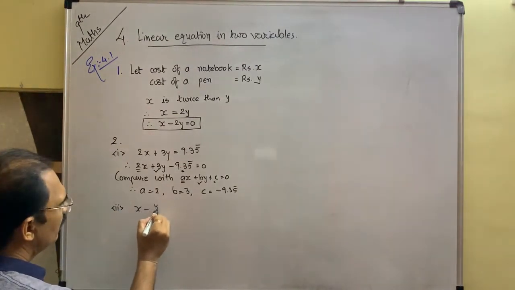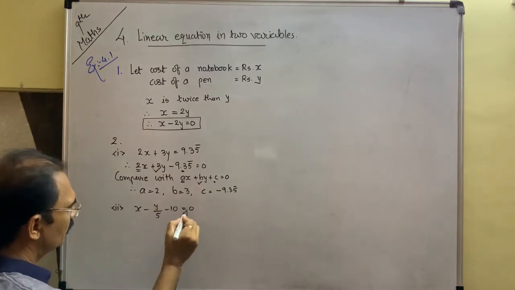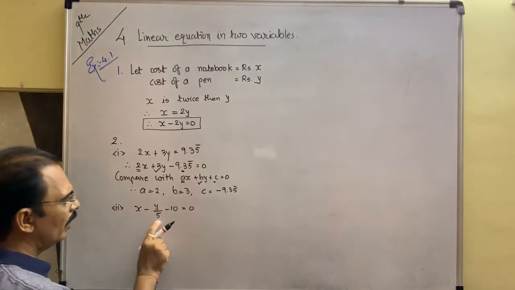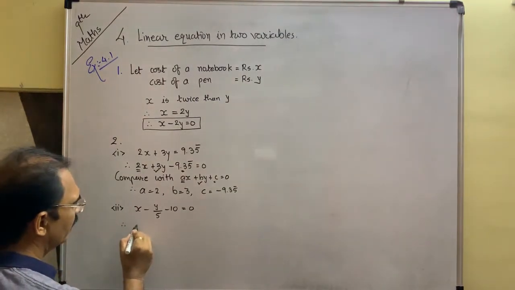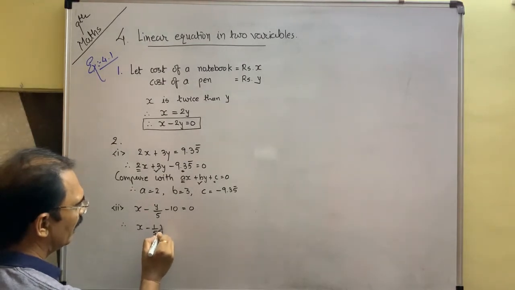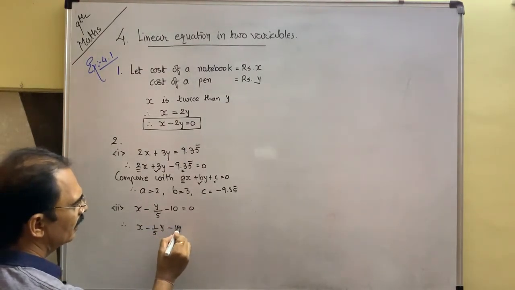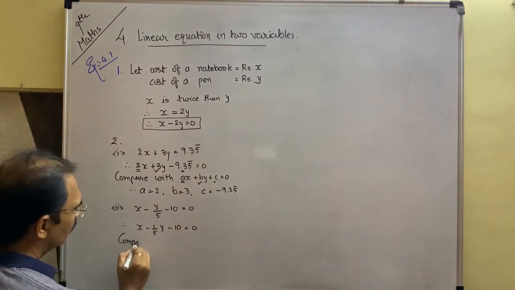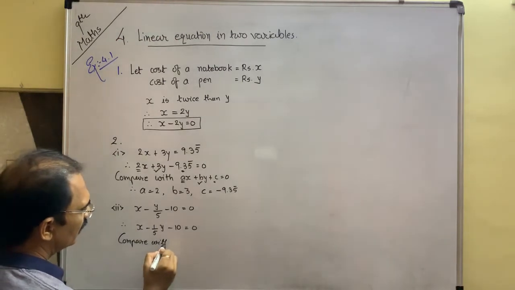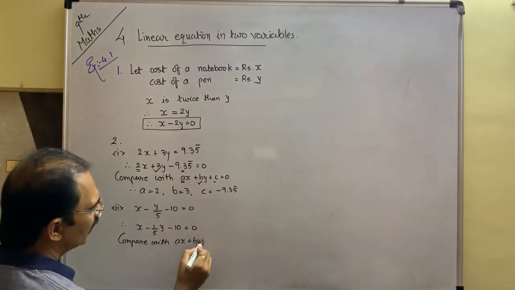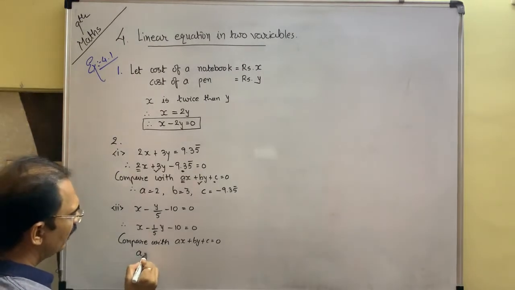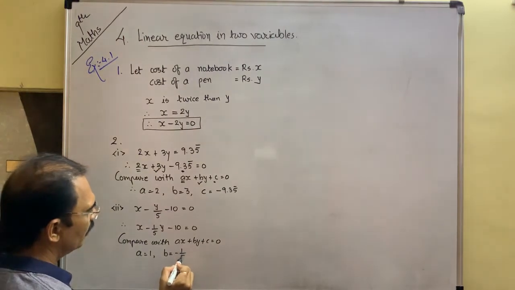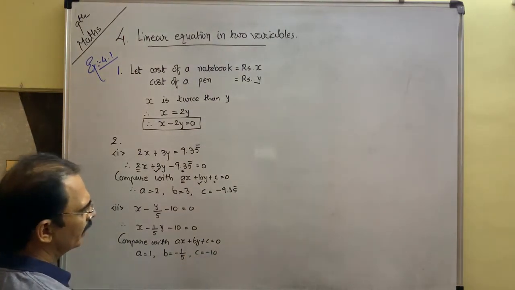x minus y upon 5 minus 10 equals to 0. The question is given in the standard form: first x term, then y term, then constant, but we modified it. I write x minus 1 upon 5 into y, minus 10 equals to 0. So compare with the standard form ax plus by plus c equals to 0. You will get a is what? Coefficient of x is 1, b equal to minus 1 upon 5 and c equals to minus 10.